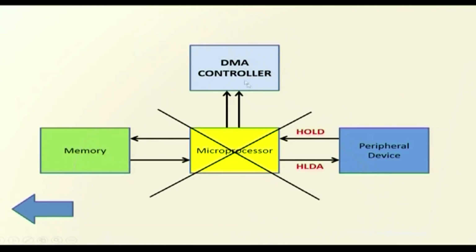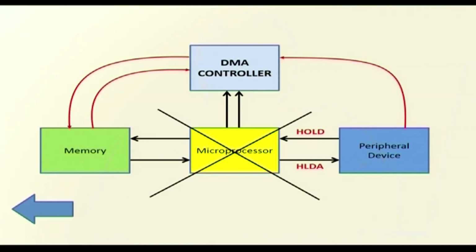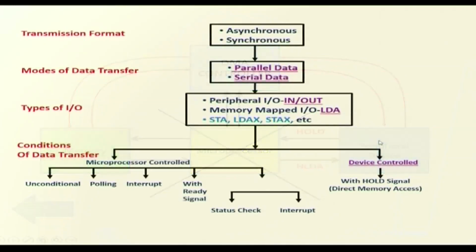So, now the DMA controller is the master of the data transfer. Now the peripheral device transmits the data to the memory via the DMA controller. That is why it is called a device controller. Externally, one device is used for controlling the data transfer between peripheral and memory. This chart summarizes the data transmission between the memory and the peripheral devices: what kind of data transmission, what mode of data transmission, and what types of I/O under the different conditions of data transfer, all very clearly given in the chart.